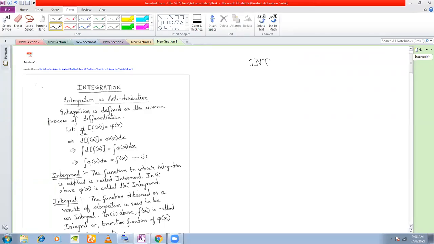Under integration, what is integration? Integration is defined as antiderivative, or it is also called the inverse process of differentiation.